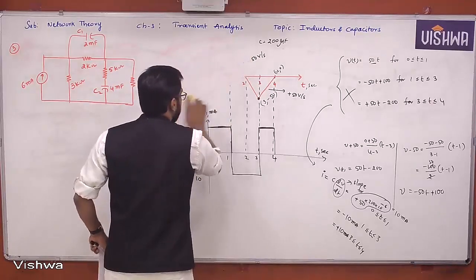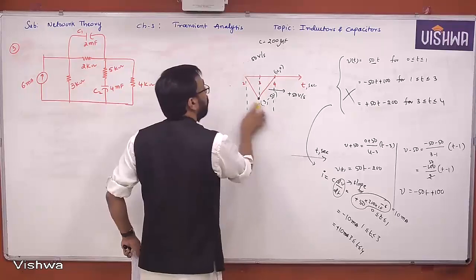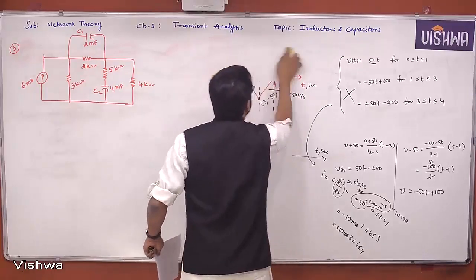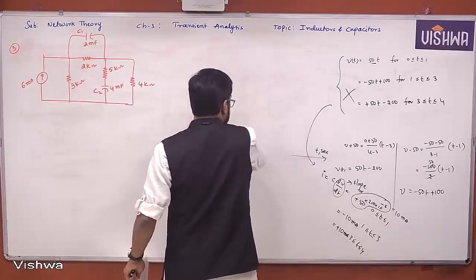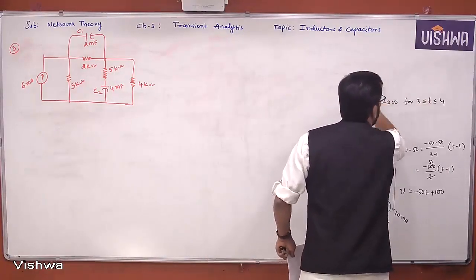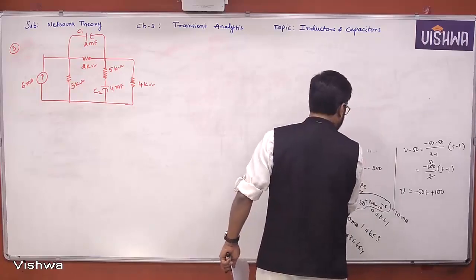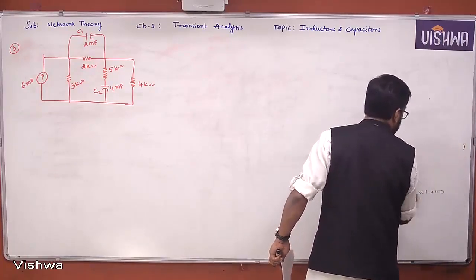What do you mean by DC conditions? Under DC conditions, how does the capacitor behave? What is the behavior of the capacitor? It acts like an open circuit, yes or no? It acts like an open circuit. So let us draw the equivalent circuit for DC conditions.